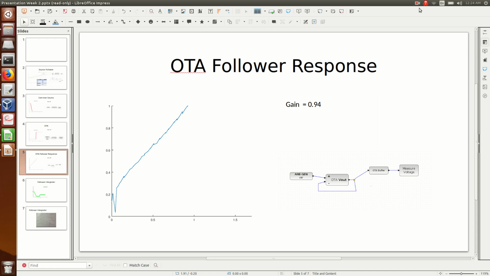So with the OTA configured with the follower response, it basically has a feedback loop which should lead to it having unity gain. So that's roughly what we see. The signal's a bit noisy, but essentially the gradient of the transfer function here is 0.94, which is close to 1.